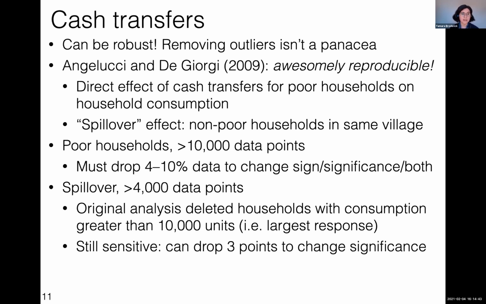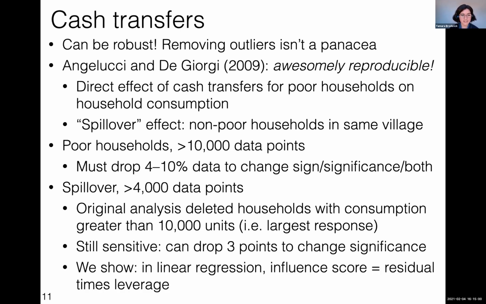That didn't get rid of all sensitivity. We could still find 3 points. When I say this, I'm saying, let's look at the analysis without those deleted points. Let's act as though they didn't exist. And it's still sensitive. We can find 3 points, even once the outliers are removed, to change the significance of the result.